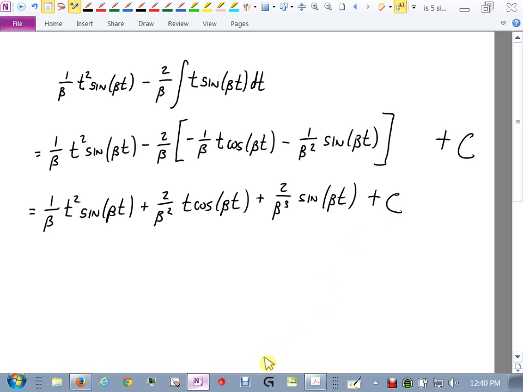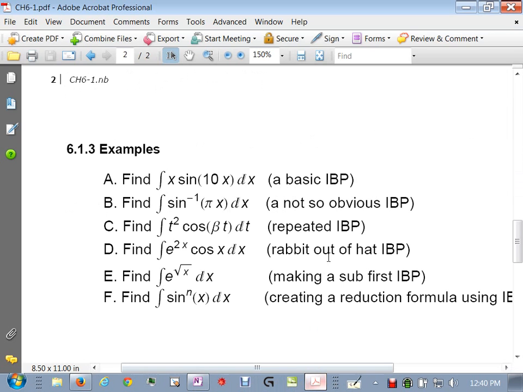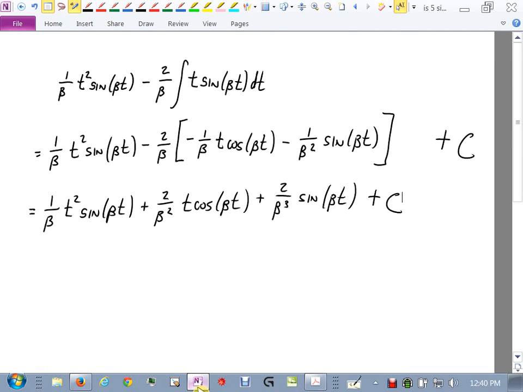This was an example of what we call repeated integration by parts, right? Because we used it more than one time in the problem. I've seen it used 3-4 times before in a problem. It can happen.